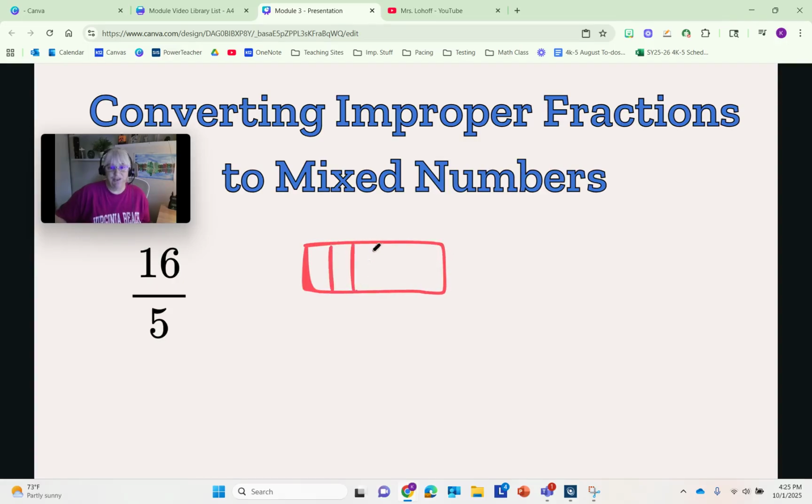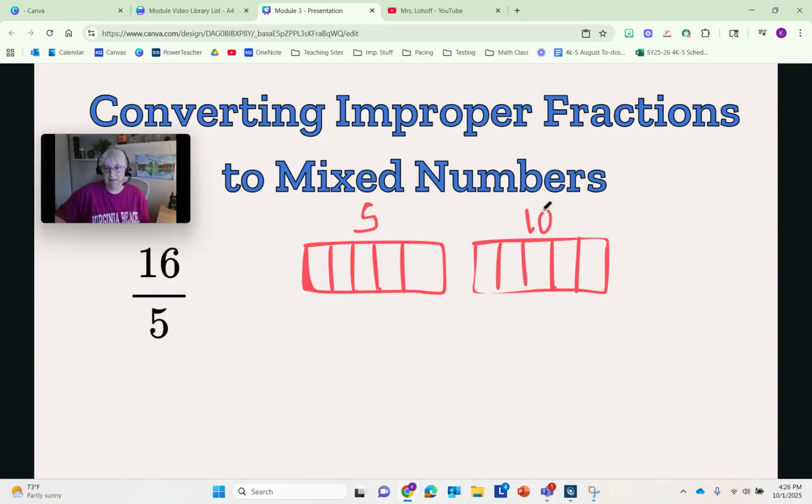1, 2, 3, 4, 5. All right, I have 5. I need 16 total pieces. This is 5, right? So let me draw 5 more. 1, 2, 3, 4, 5. So this would be 10. I need 16. Got to keep going.